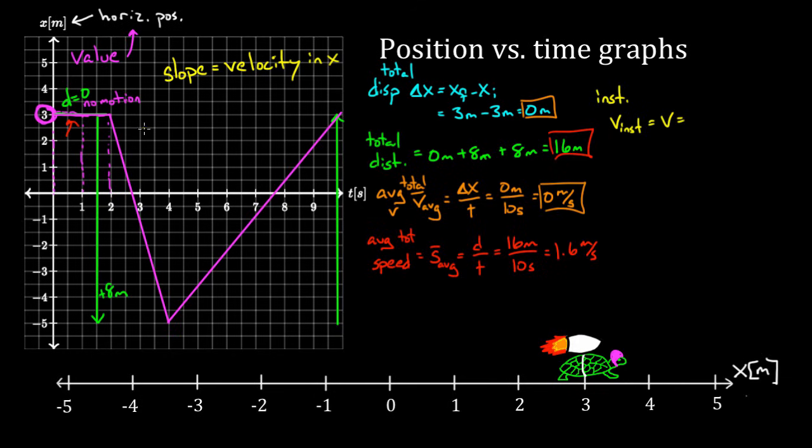But we're in luck here because look at these lines. They're all straight. And what that means is that the average slope between any 2 points on one of these lines is going to equal the instantaneous slope at any point on the line. So let's make this specific. Let's say we want to find the instantaneous velocity at 3 seconds. Pick any point, 3 seconds.